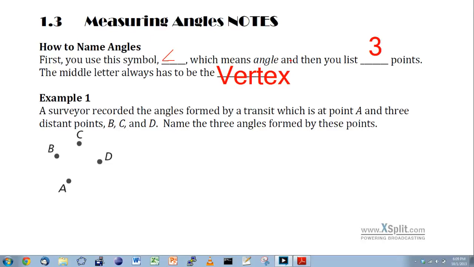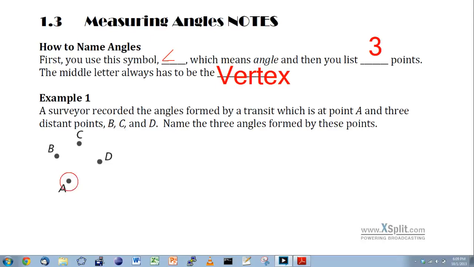A surveyor is recording a bunch of angles formed by a transit, and they're located at point A, and they're looking at distances B, C, and D. You might have seen surveyors in the past if you've ever gone to any construction area. You've probably seen surveyors with the tripods looking through some sort of lens and identifying elevations in various places in the distance.